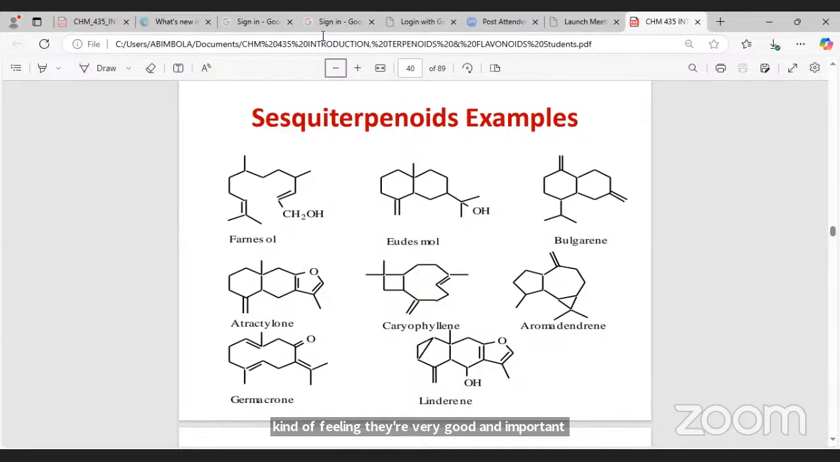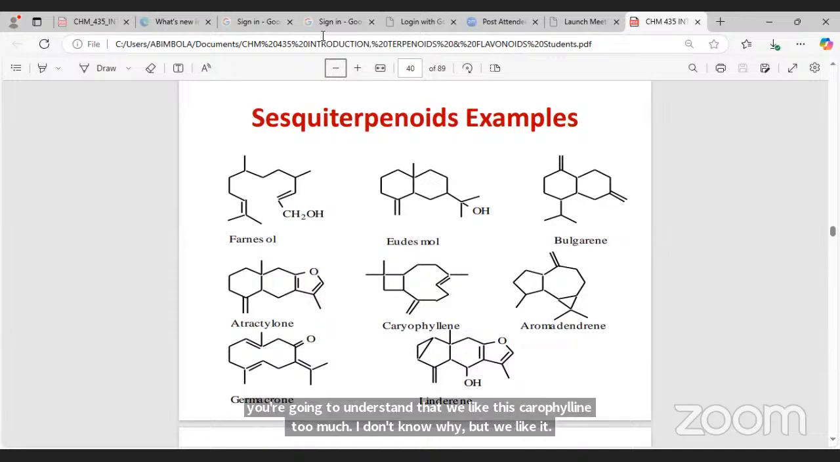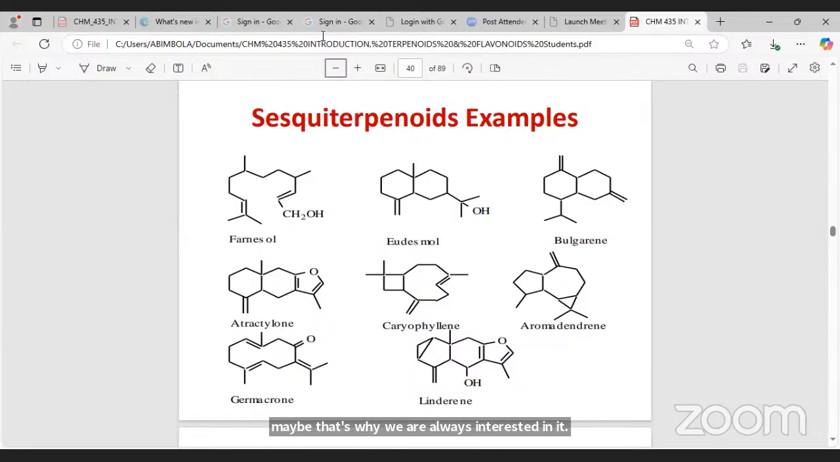I don't know why, but we like it. Maybe because of its medicinal potential. Maybe that's why we are always interested in it. So we talk about udesmol and others, as you can see on this list. These are all sesquiterpenes. If you look at them, they have 15 carbon atoms, making it that they have 3 isoprene units. The next slide.